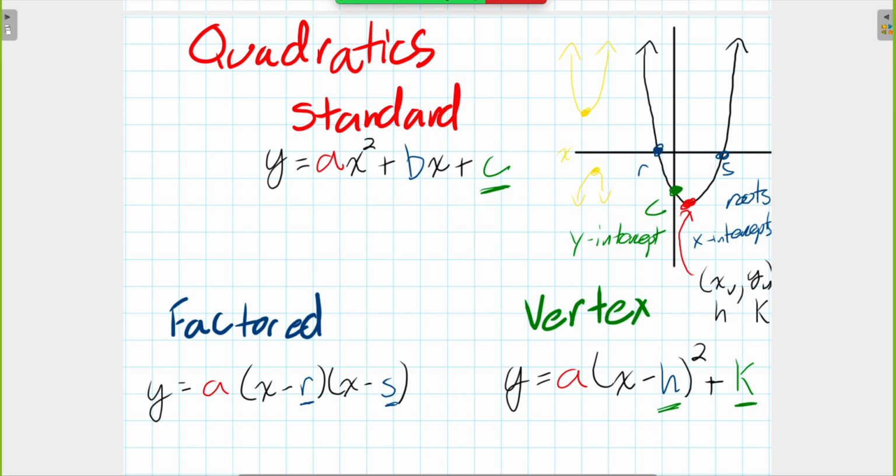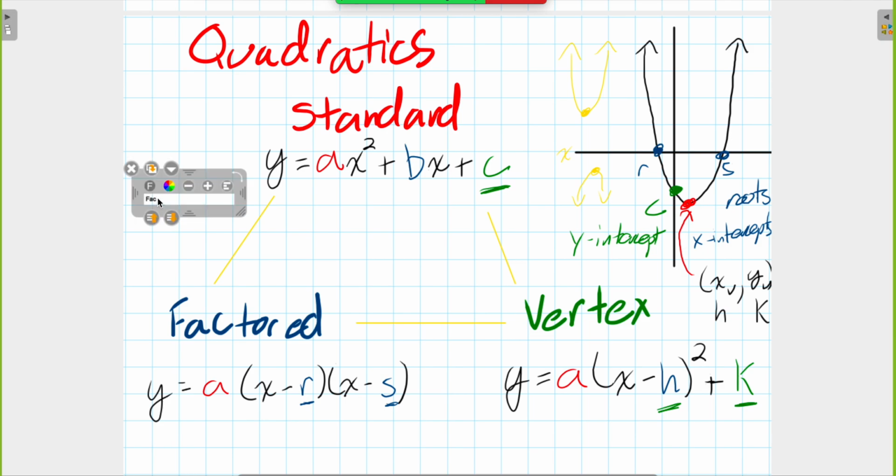But what I really want to focus on is that we move between these forms when we're gathering different pieces of information, and we use different names for what we're doing. So let's see if I can type it in here. When you go from standard to factored form, you factor.